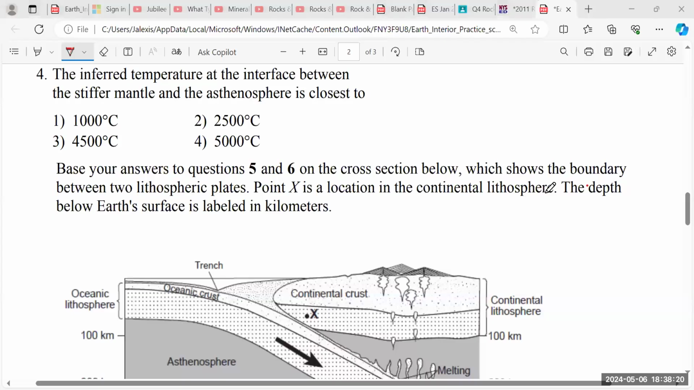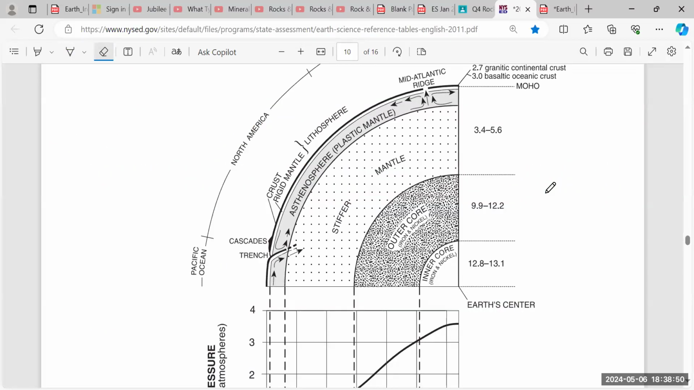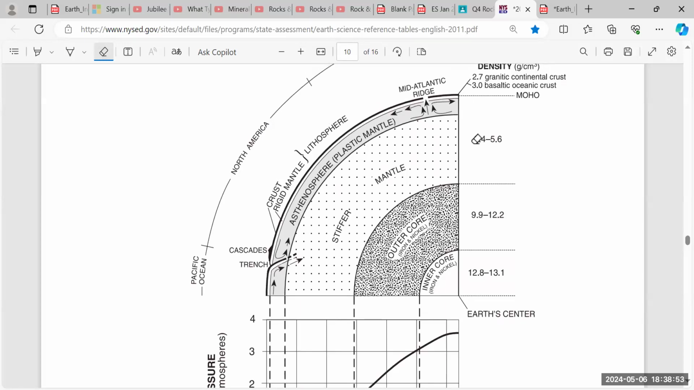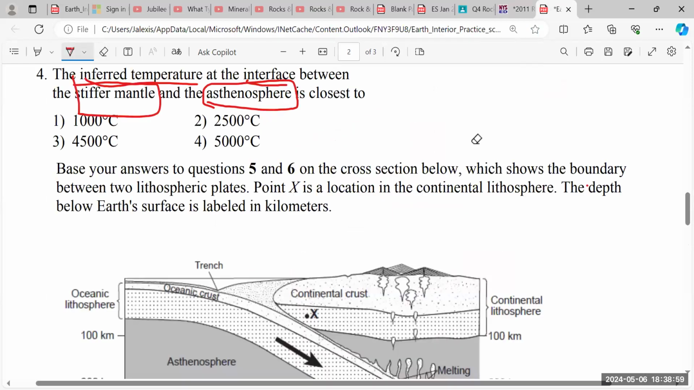All right, number 4. Number 4 says the inferred temperature at the interface between the stiffer mantle, let me box that, and the asthenosphere is closest to what? And we're looking for the inferred temperature at the interface, right? Another word for interface, you could even say the boundary. So what page am I going to look at, everybody? Boom, you know it, page 10. All right. And so I'm going to look at the interface, that boundary between, as the question says, the stiffer mantle and the asthenosphere.